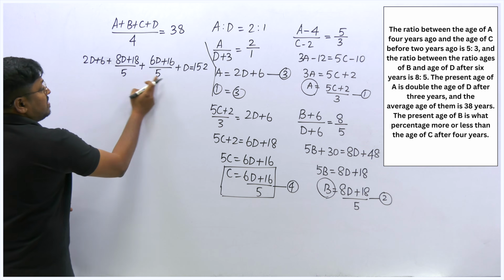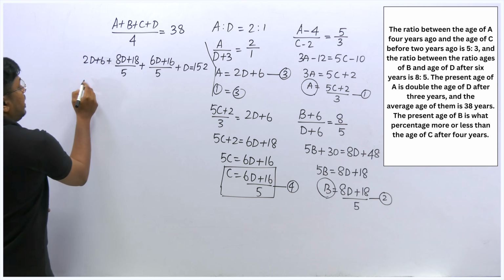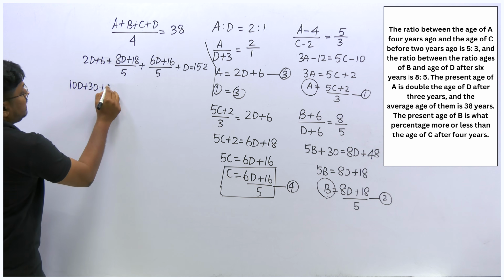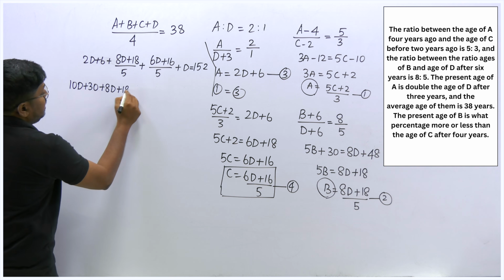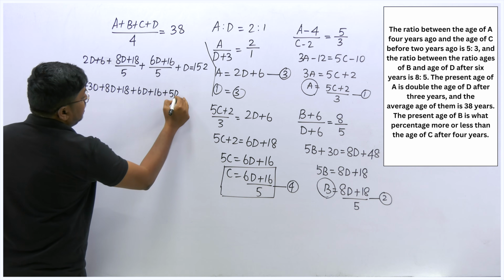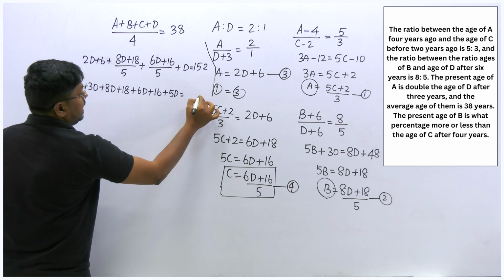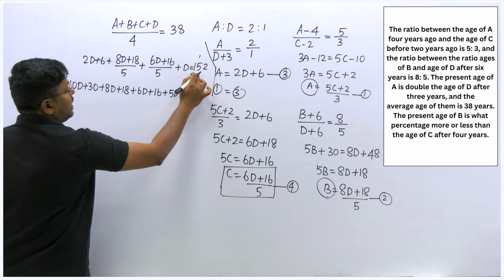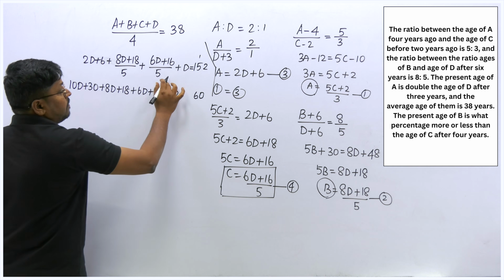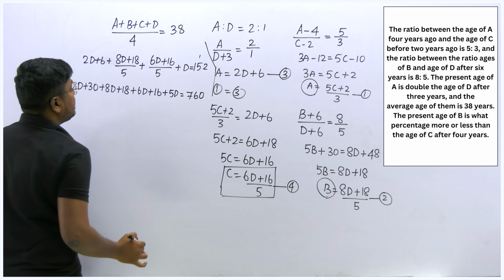Let's equate it, because we can take LCM as 5. So 5 into 2 will be 10D, 6 5s are 30, plus 8D plus 18, plus 6D plus 16, plus 5D is equal to 152. 5 2s are 10, remaining 1. 5 5s are 25, 1, 26. Remaining will be 2. So 5 6 7, which is 760.